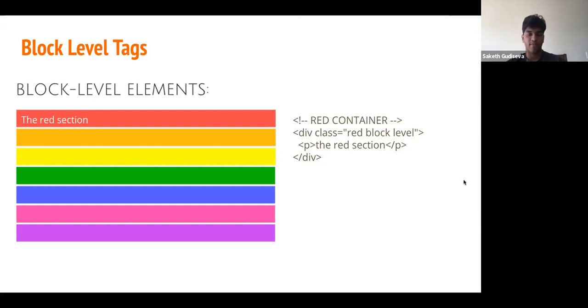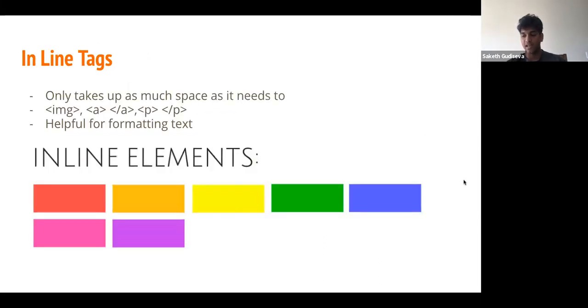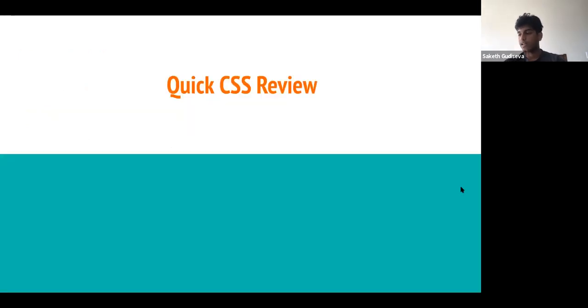And then you also have inline tags, and these inline tags are basically elements that don't start a new line in HTML, and they only take up as much space as they need to. Visually, based on our block level tag, this is how inline tags would look. Some examples are the paragraph tags that I showed in the last one with the red section. That's an inline tag. Images are inline tags, and that's it. So moving on, I'd like to go over some CSS elements.